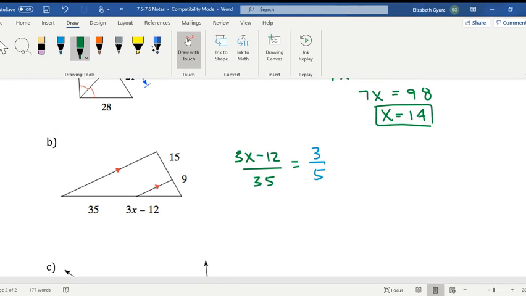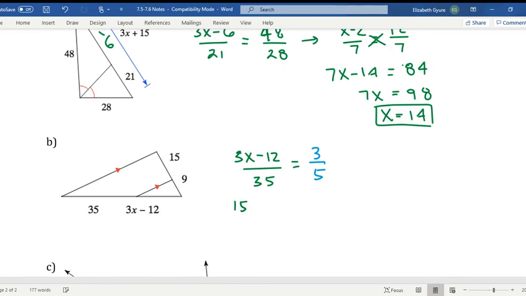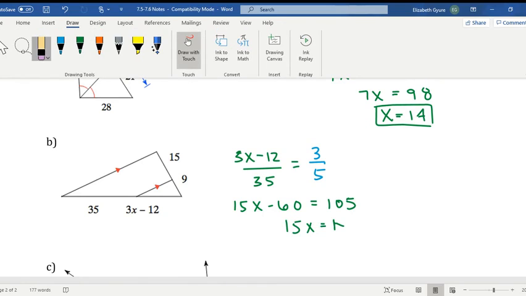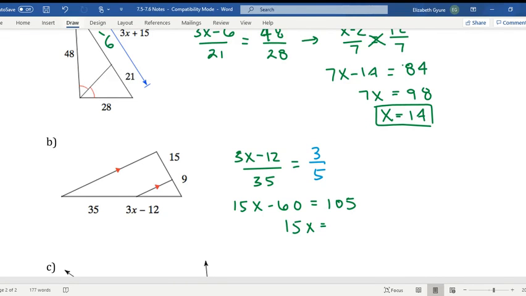Okay, so then I'm just going to apply our means extremes property and get 15x minus 60 equals 105. So 15x equals 165. And we're going to say that x equals 11. How do we feel about that one? Yep. Ashley, you just look so excited.